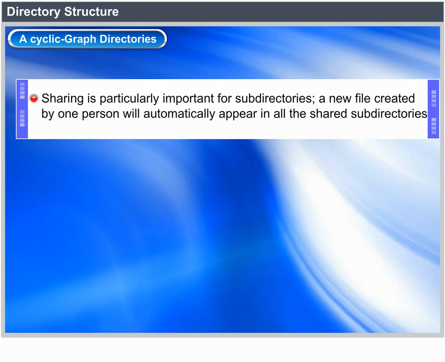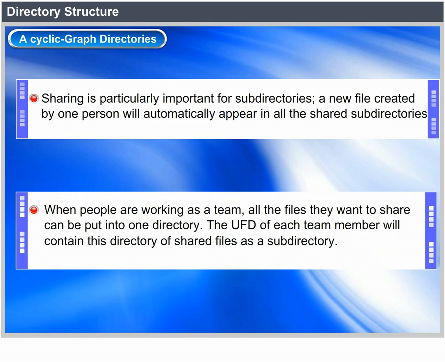A new file created by one person will automatically appear in all the shared subdirectories. When people are working as a team, all the files they want to share can be put into one directory. The UFD of each team member will contain this directory of shared files as a subdirectory.